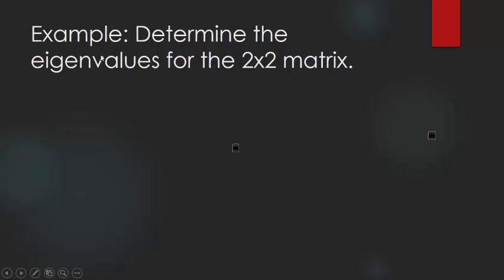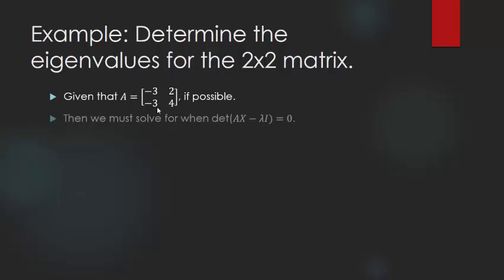So here is an example of what I wanted to discuss with you. Determine the eigenvalues for the 2 by 2 matrix. Here I've given you a 2 by 2 matrix. A is an n by n, so a 2 by 2 square matrix. And here I've asked you, we must solve for when the determinant of this expression is equal to 0. Now, this equation I wrote in the last slide, and I said that lambda is an eigenvalue if it solves this equation. So we're about to solve this equation.